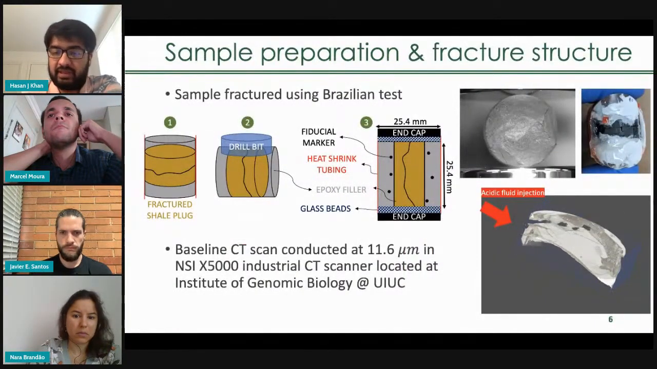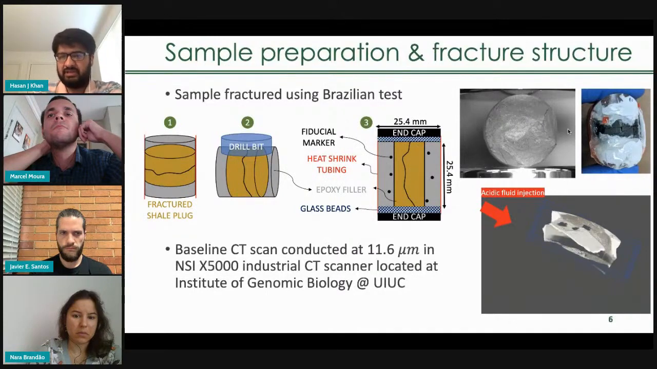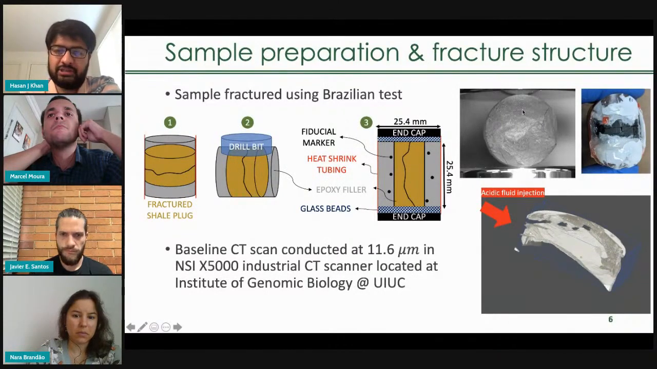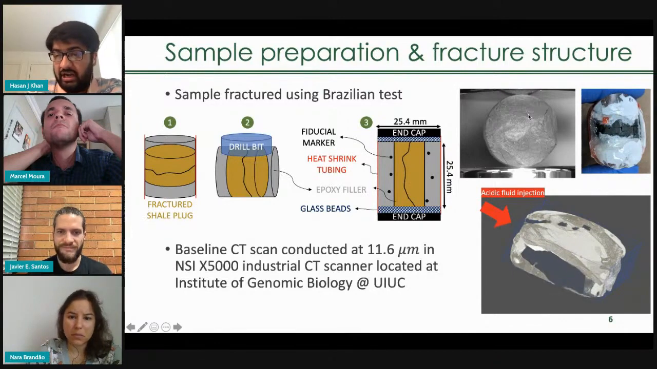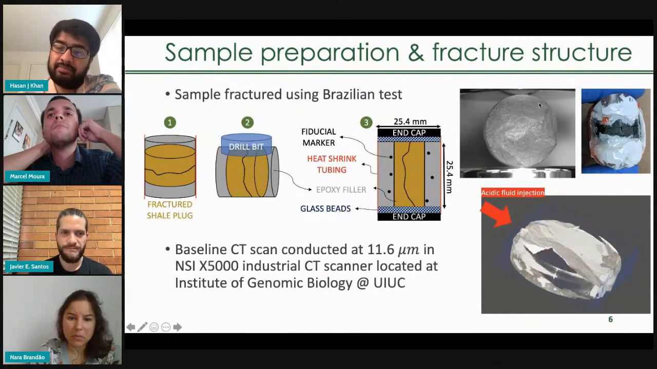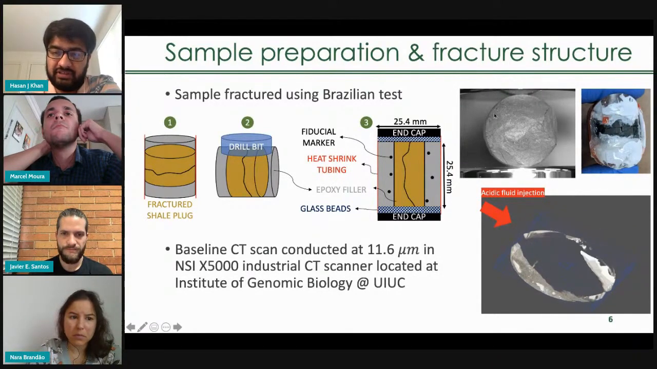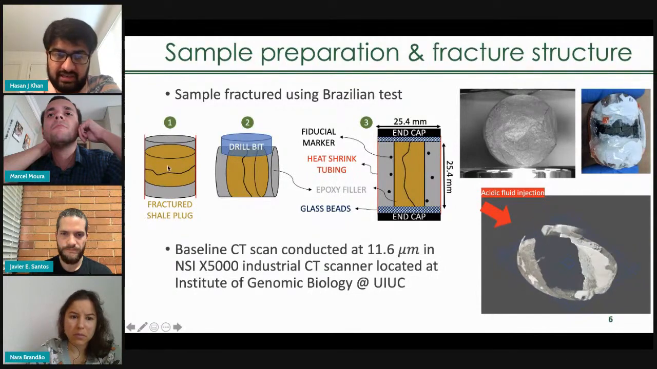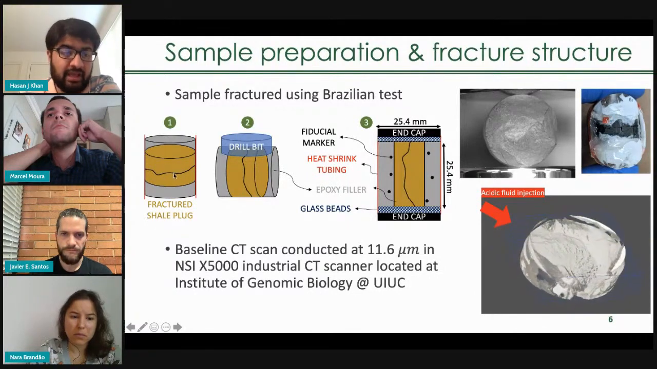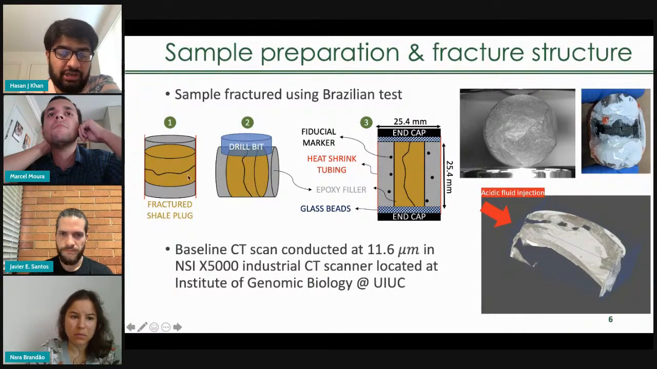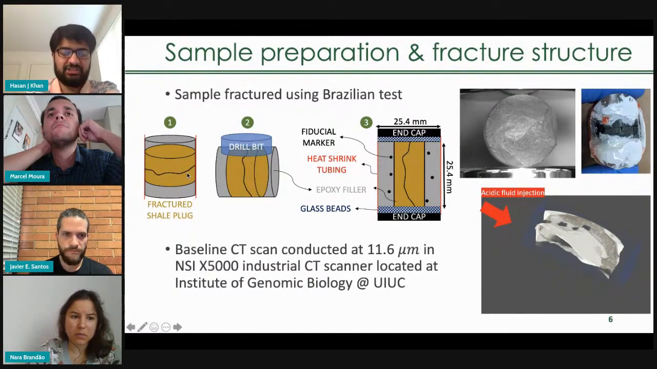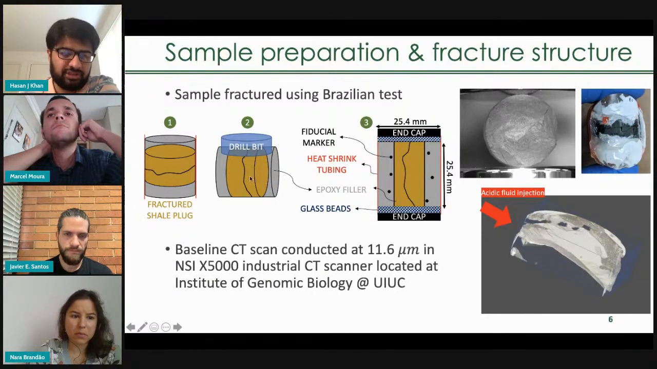So the sample was a Wolfram sample. It was a small disk. We conducted a Brazilian test on it. Unfortunately for us, the fracture was created parallel to the phase that is shown here. So something like this, the orange phase. So we had to remake the sample such that we could flow the fluid through the generated fracture.